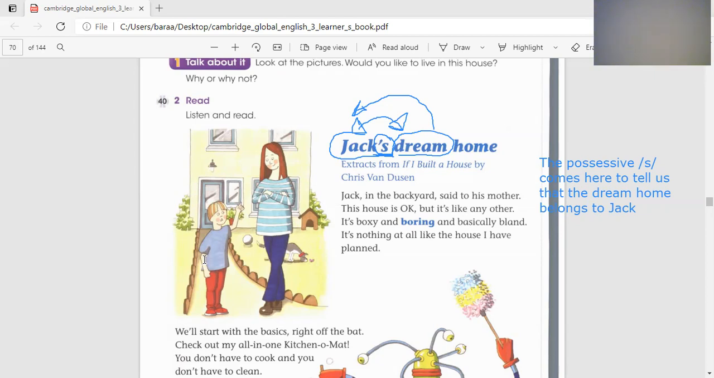So Jack in the backyard said to his mother, "This house is okay, but it's like any other." So he wants to create something incredible, abnormal. He said it's boxy. "It" here refers to the house, okay? And he is talking about which house? Their house.